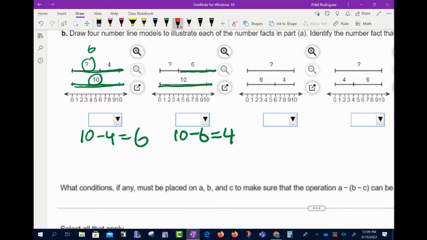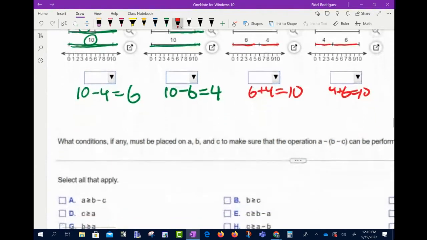Now, when I get to part C, what do you think we're going to do with these numbers here? We're going to add them together. So look what we're going to write: 6 plus 4 equals what number? 10, right? And the same thing here, y'all: 4 and 6 add up to 10. So again, I'm using this idea of the number line to write my equations out.